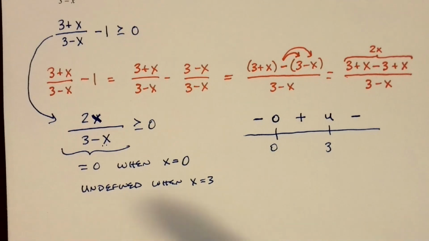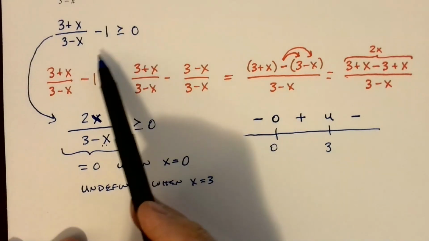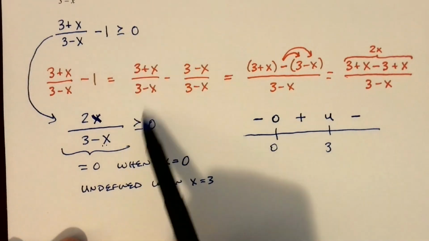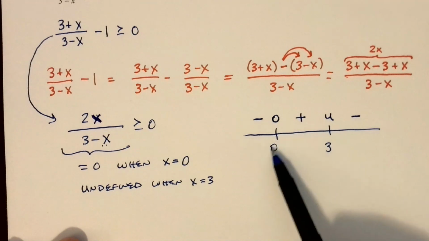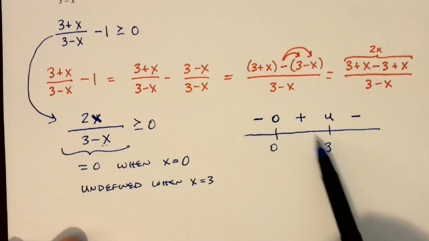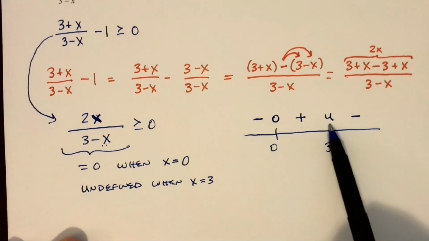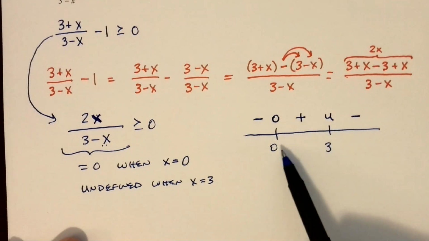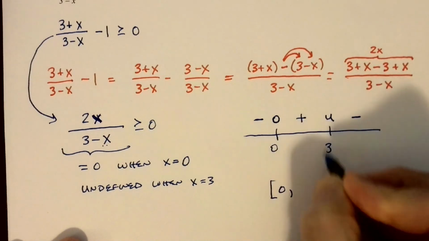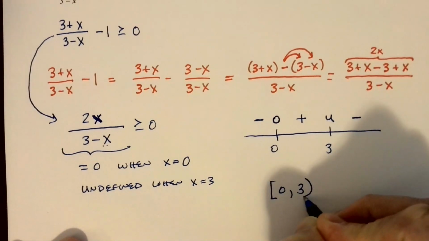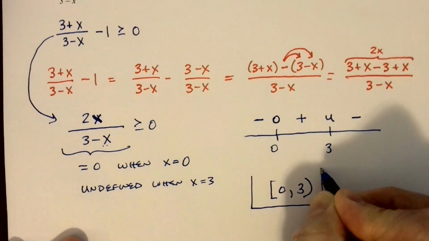Okay. So now we go to the inequality, right? What are we looking for? When is this rational expression greater than or equal to 0? So we see that when it's positive, it's greater than, and we're going to include 0. So that means what? I'm going to include 0. Am I going to include 3? No, it's undefined at 3. I'm not going to include 3. So my solution is bracket on the 0, all the way up to 3, exclude 3. Here's my solution.